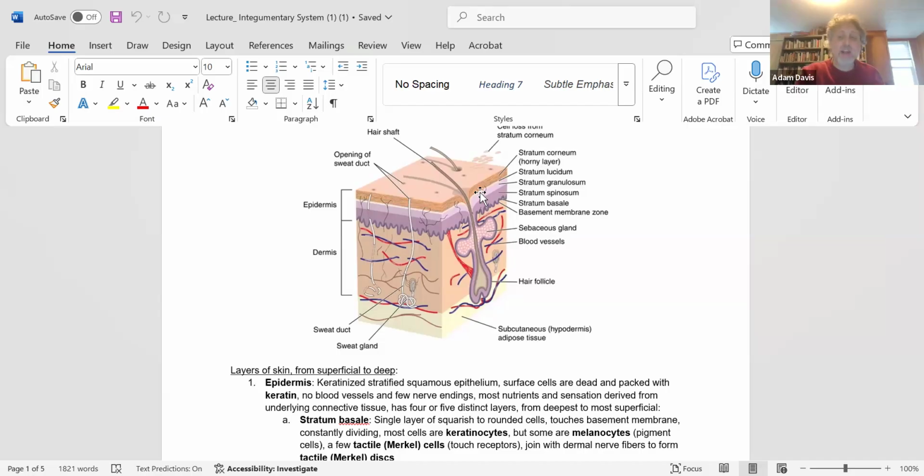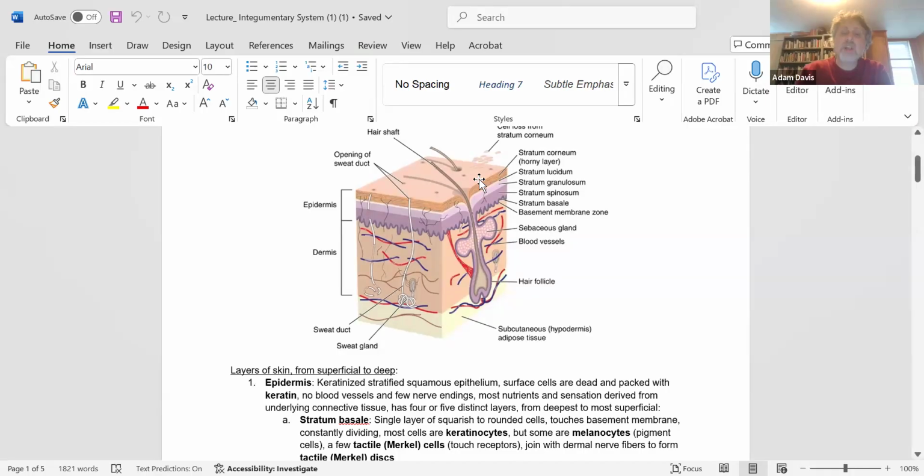It's a very, very thin layer in which the cells are packed with a transparent, partially formed type of keratin called eleidin. So this is only present in thick skin. 2 to 5 layers thick here, very thin layer.